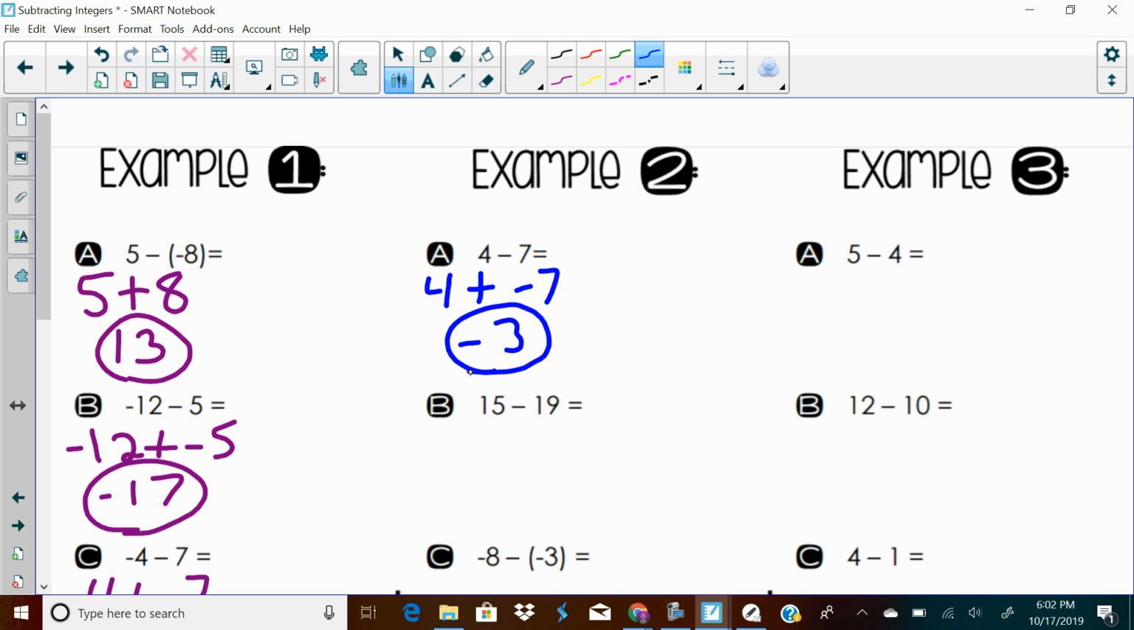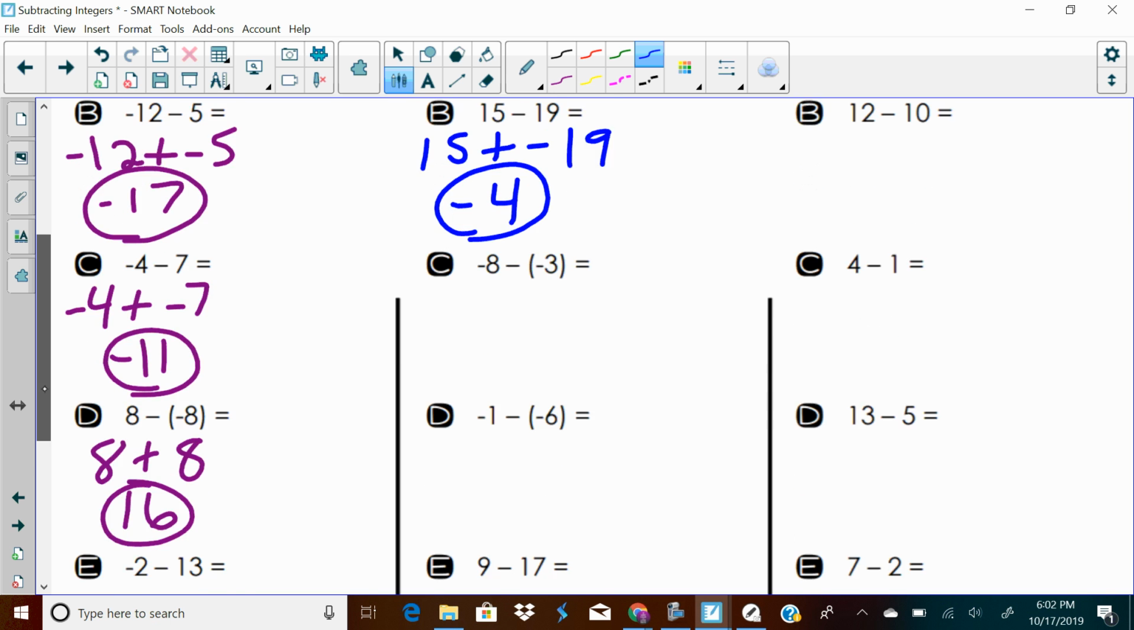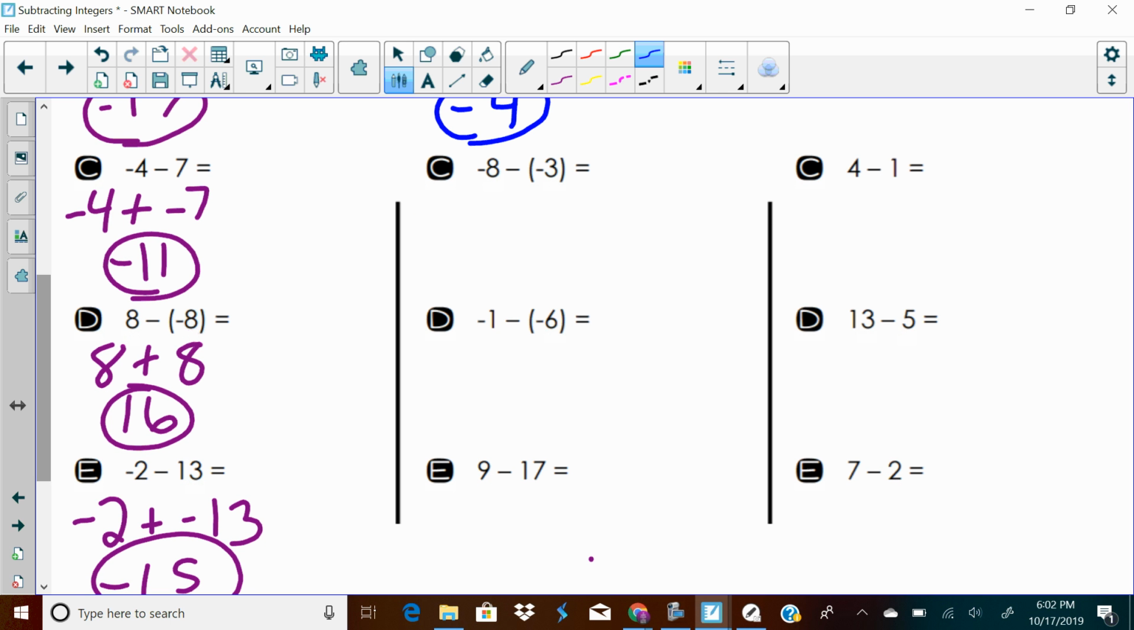B, 15 minus 9 is going to become 15 plus negative 9. Different signs, so I subtract. I get 6. 9 is bigger, so it's negative 6. For C, keep the first number. The minus becomes a plus.